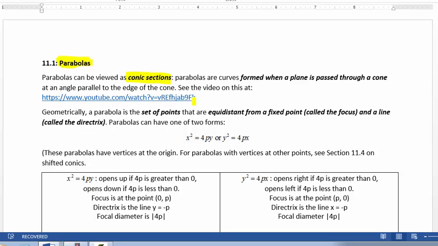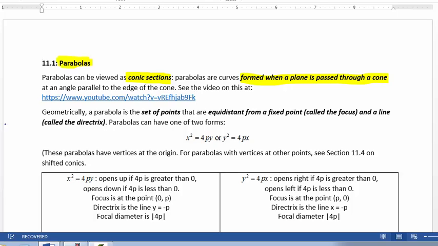All right. So if you look at a parabola as a conic section, you think of it as a curve that's formed when a plane is passed through a cone at an angle parallel to the edge of the cone. And you can see the video on this at that YouTube address there, which I have in the Canvas shell. There's a longer one, and then there's what I call the short version.